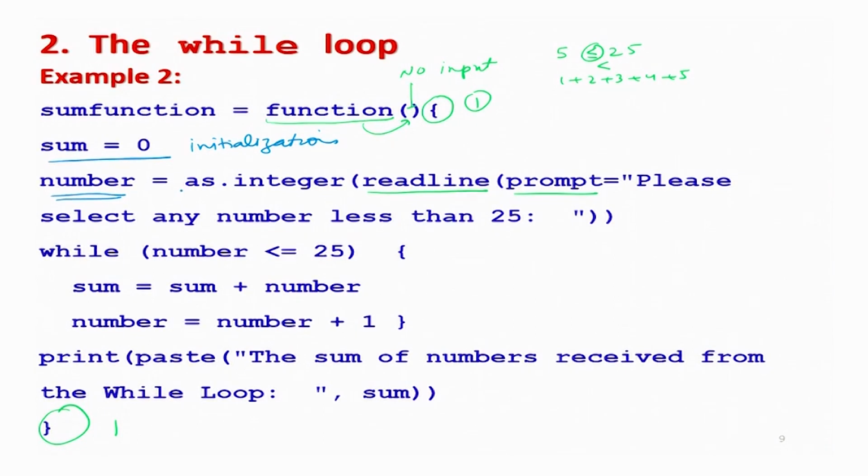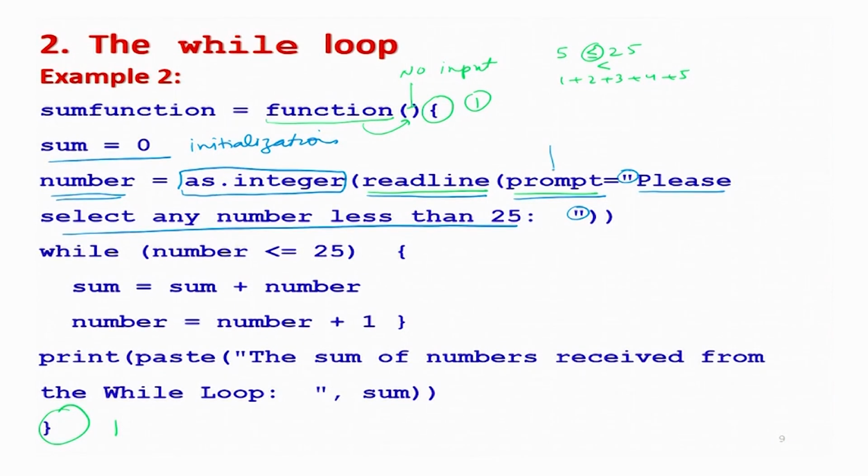So, I use the command as.integer. Now, do I really need to explain the meaning of as.integer? It simply considers any input variable as an integer, which you know, because you have done such commands earlier. After this I use readline and then write prompt, and within double quotes I write a statement: please select any number less than 25. So, when you execute the program, it will stop here and prompt you to first enter the value.